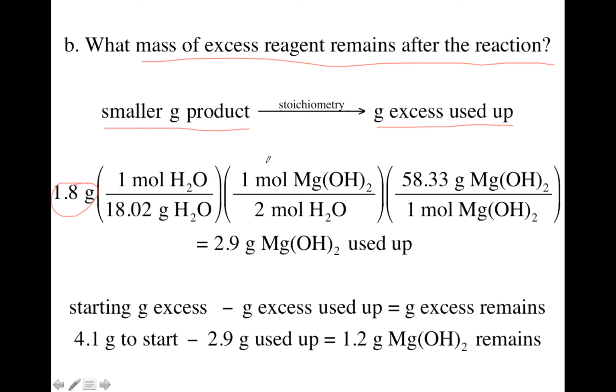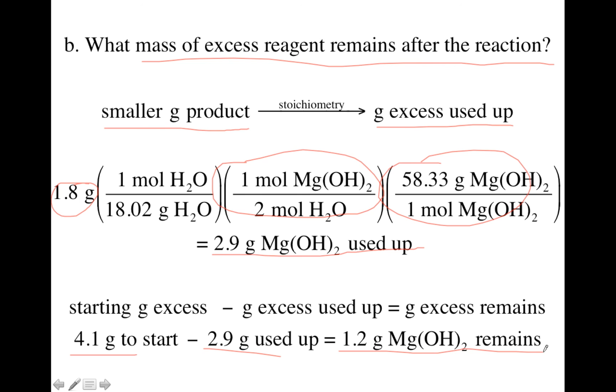Change it to moles, then do a mole ratio to find moles of Mg(OH)2 that reacted, and then switch that back to grams. So at this point, what we've calculated is 2.9 grams of Mg(OH)2 were used up in the reaction. Now remember that you started with 4.1 grams. But only 2.9 grams were used up, so therefore you have 1.2 grams Mg(OH)2 remaining or left over. So for the excess reactant, there's always a little bit left over, and you can calculate it by subtraction.